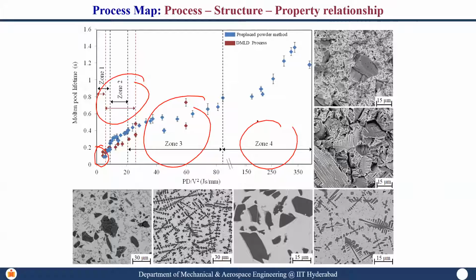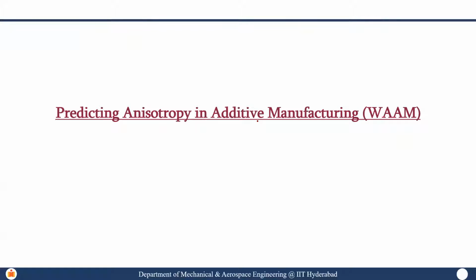We now know the process map. We also know how to determine the cooling rate in real time, and we also know how to control it. So once you do all these steps for your particular material, you can develop an open closed loop control system for your particular material and additive manufacturing process. With this, I would like to end my talk.